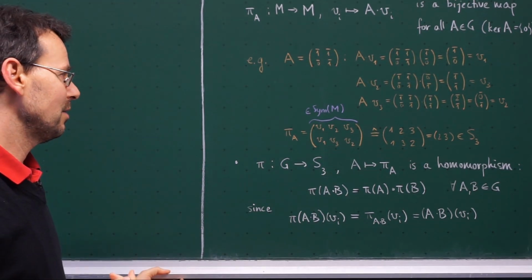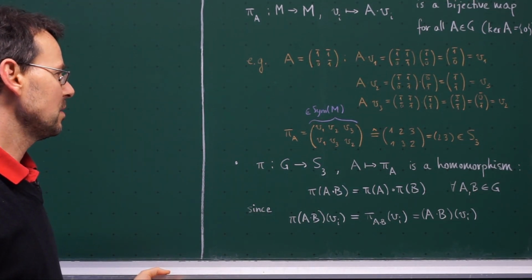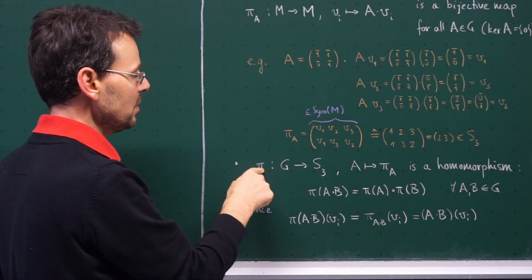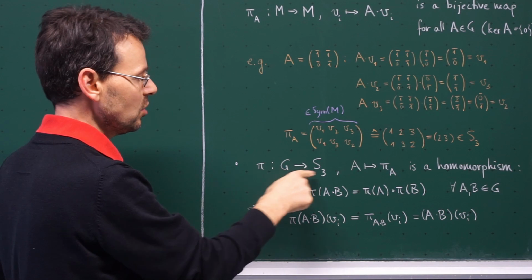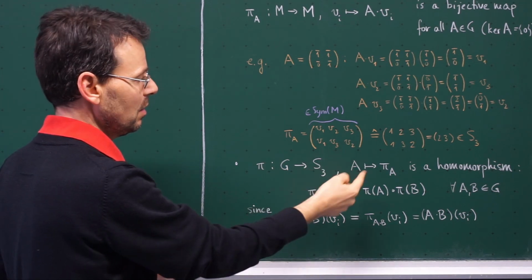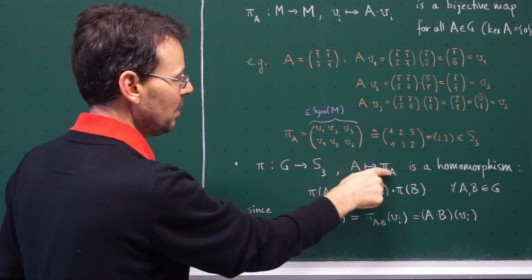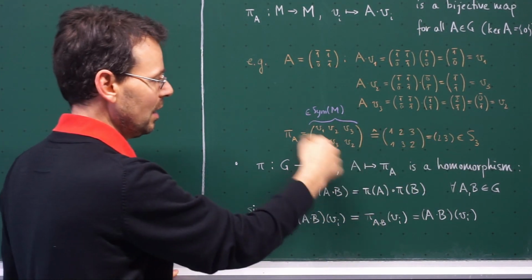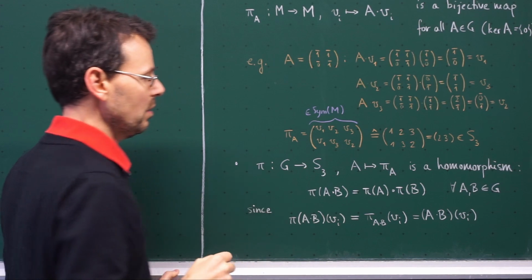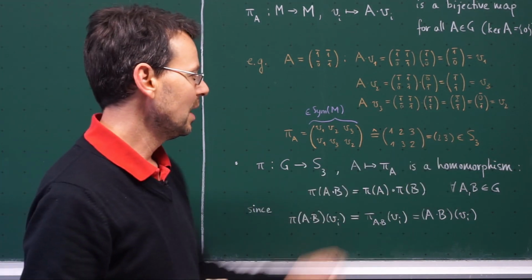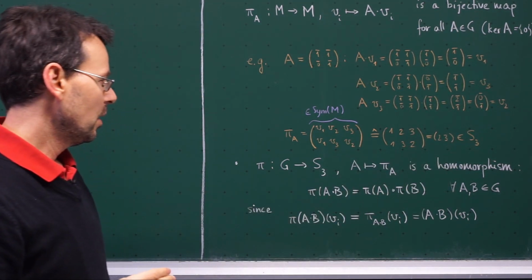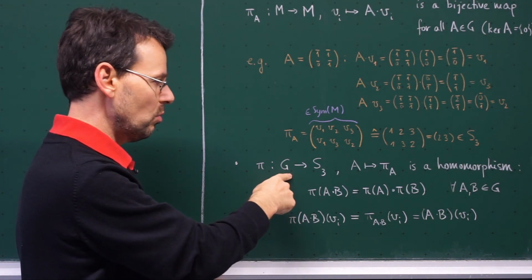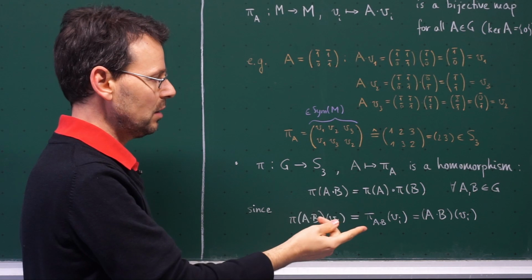It's clearly bijective and clearly a homomorphism. Now, this here induces a homomorphism, which I call pi, from G to S3 in the following way. A gets mapped to pi sub A, plus this identification, that I identify this permutation with this here, so that I end up in S3. And now we need to check that this here is indeed a homomorphism and that it is bijective.